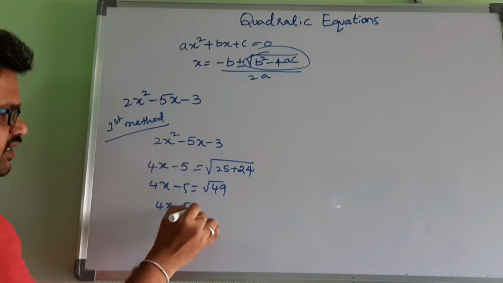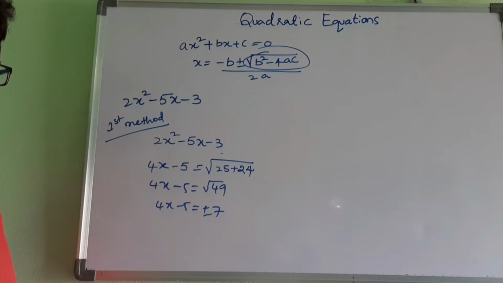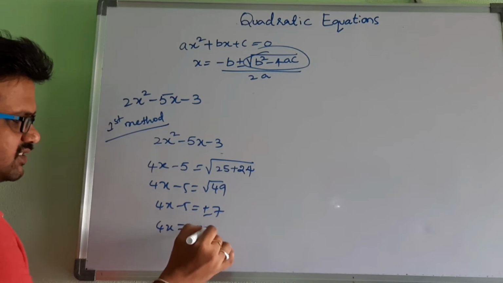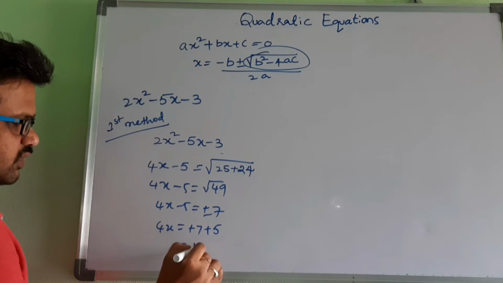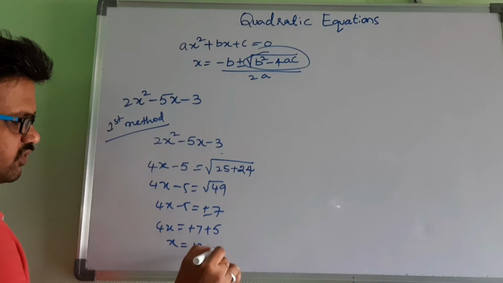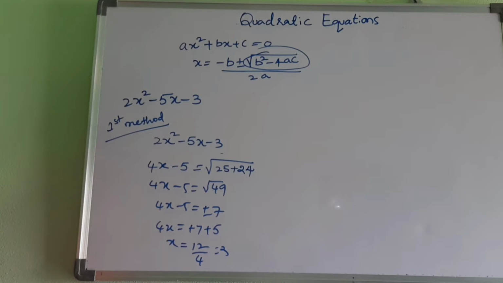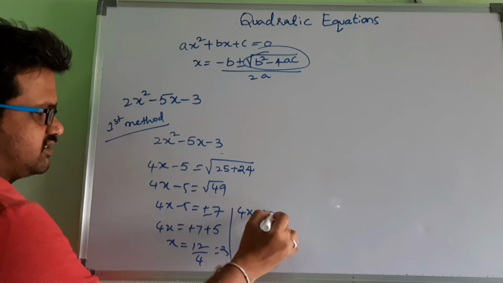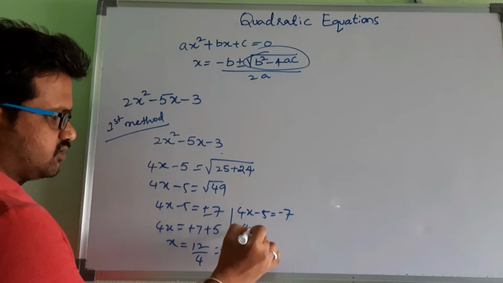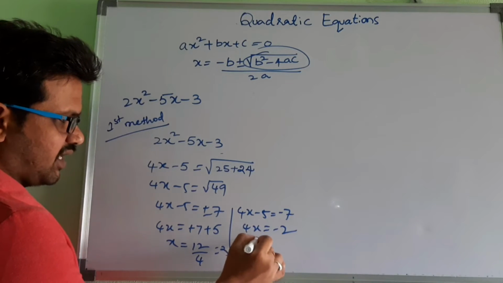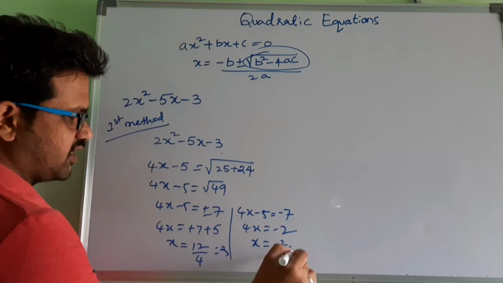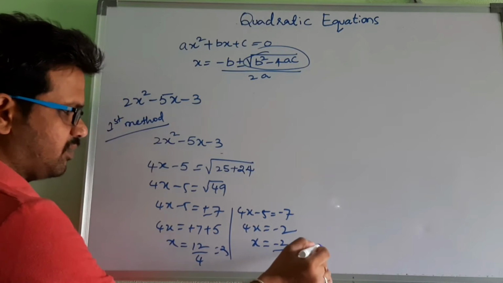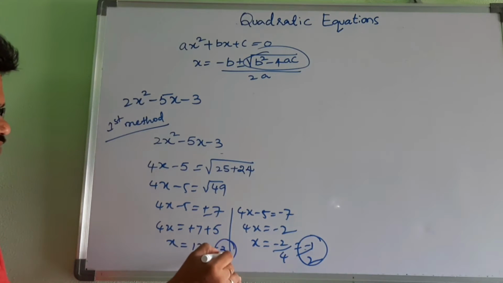So 4x - 5 equals plus or minus 7. If you take plus 7, transposing the 5 gives 4x = 12, so x = 12/4, that is 3. The x value is 3. If you take minus 7, 4x - 5 = -7, so 4x = -2, and x = -2/4, that is -1/2. So the values of x are -1/2 and 3.